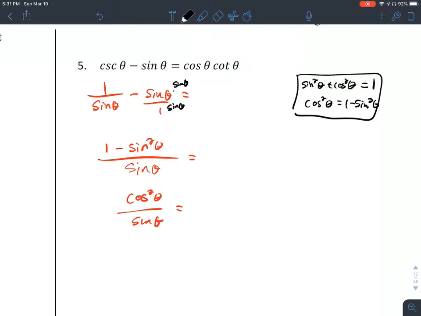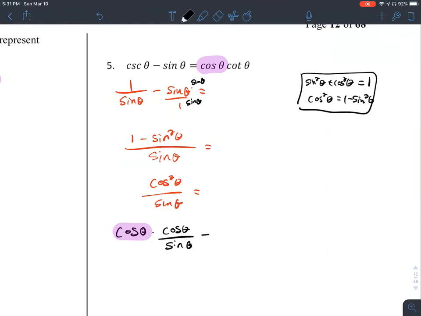Then, I don't know what to do next. That's the truth. But I look at the right side of the equation, which has a cosine times something. So I'm going to separate this cosine squared into a cosine times something, and that something is going to be cosine over sine. Notice how the things highlighted in purple are the same, which must mean the things that are not highlighted have to be the same. And if you check back in your brain or your notes, cosine of theta over sine of theta is cotangent, which is what the right side was all along. Done.